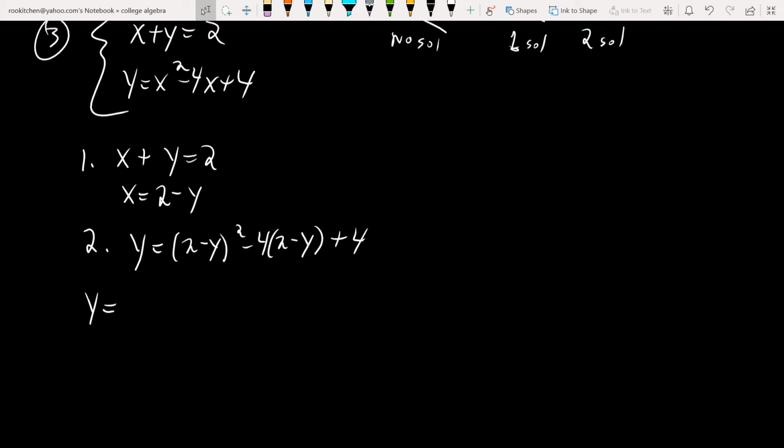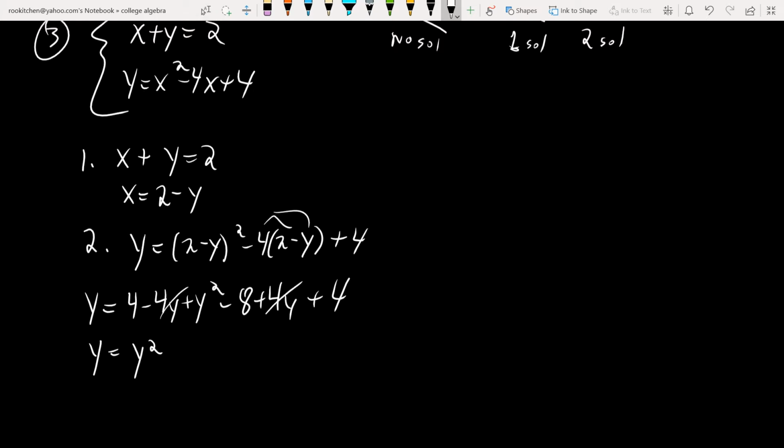Then I've got some FOILing: 4 minus 4y plus y squared. I have to distribute: minus 8 plus 4y plus 4. So y equals, start combining like terms. 4y minus 4y is 0. I have a y squared. I have 4 plus 4 is 8, minus 8 is 0. So I got y squared equals y.